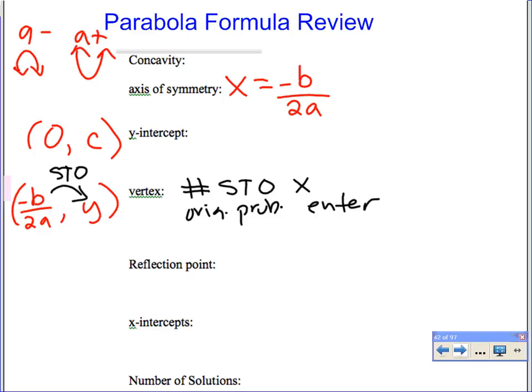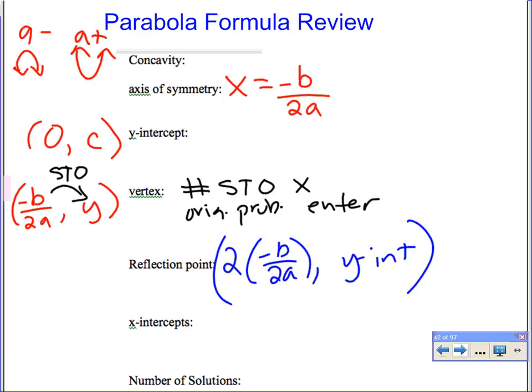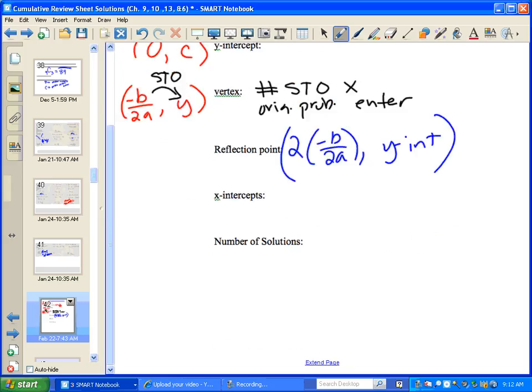Okay, how do you find reflection point? Should not just have Jake's hand up. Should be a lot of your hands up. How do you find reflection point? Melissa, you want to try? Close? Nope. You just said Y, right? Okay, you're close. Good job. The reflection point is always 2 times the axis of symmetry, comma, y-intercept, which is your C.